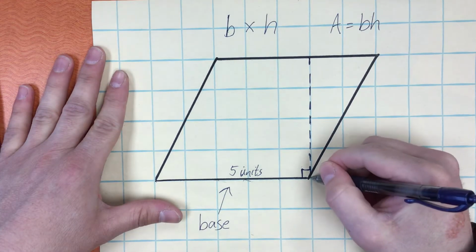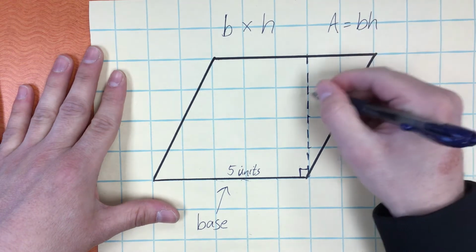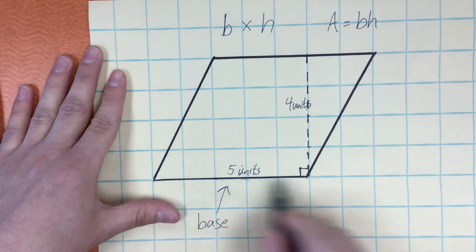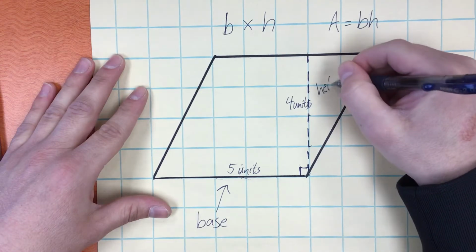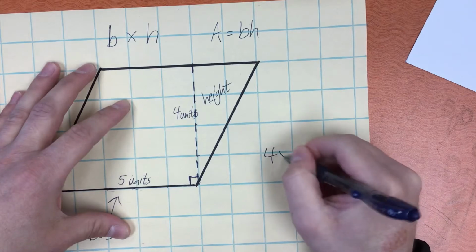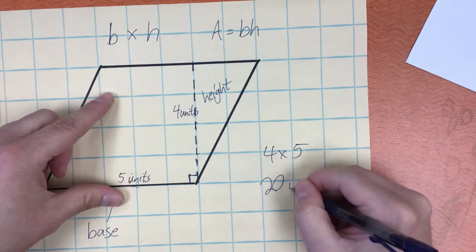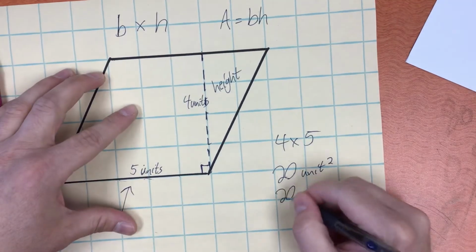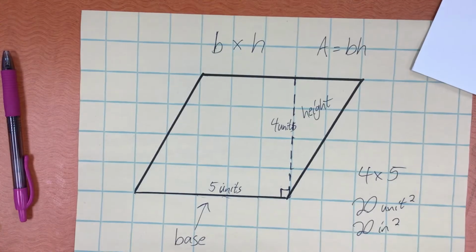So if I count from there, I count 1, 2, 3, 4 units high, okay? So I have 5 units across and 4 units high, and I'm gonna multiply those. I'm gonna label this height also. So 4 times 5, easy, 20. Now you can't just write that. I need to write units squared, or 20 inches squared in this case. And that's how parallelograms work.